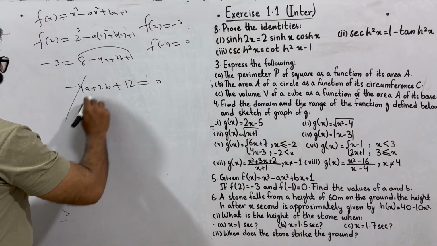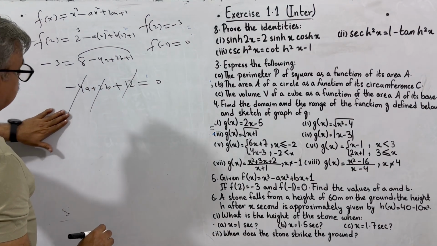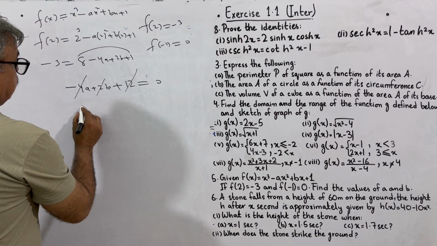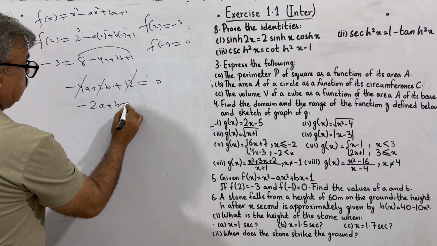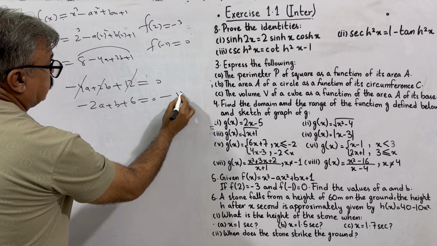Applying table of 2 throughout in order to lighten the burden of calculation: minus 2a plus b plus 6 is equal to 0. That's our equation number 1.